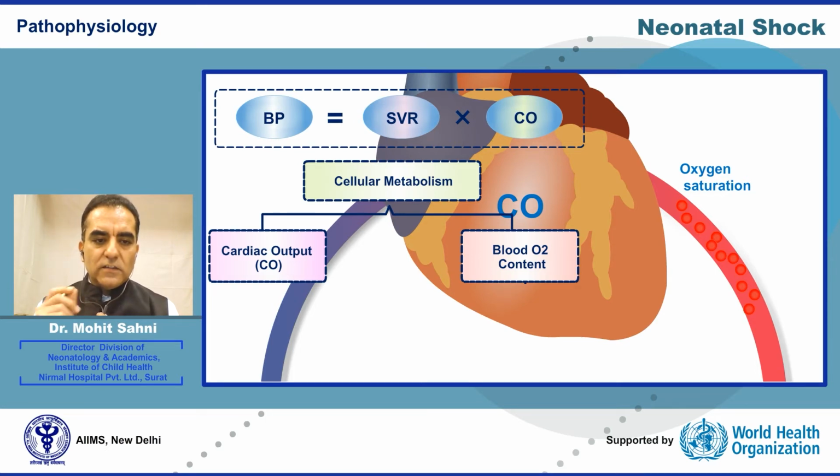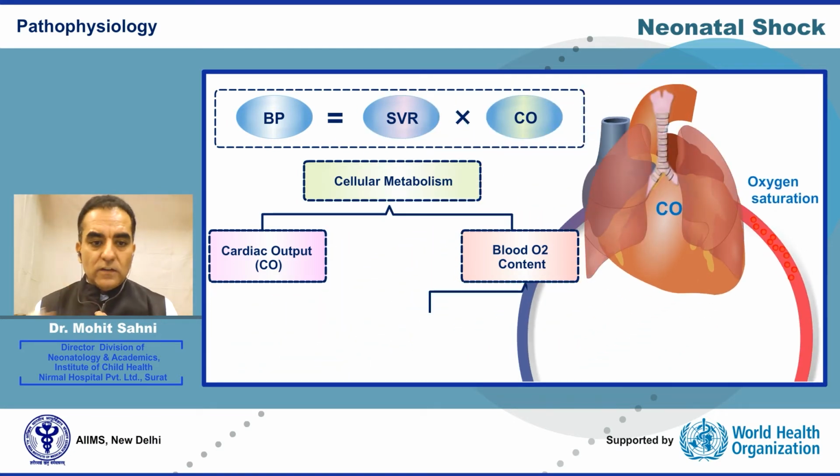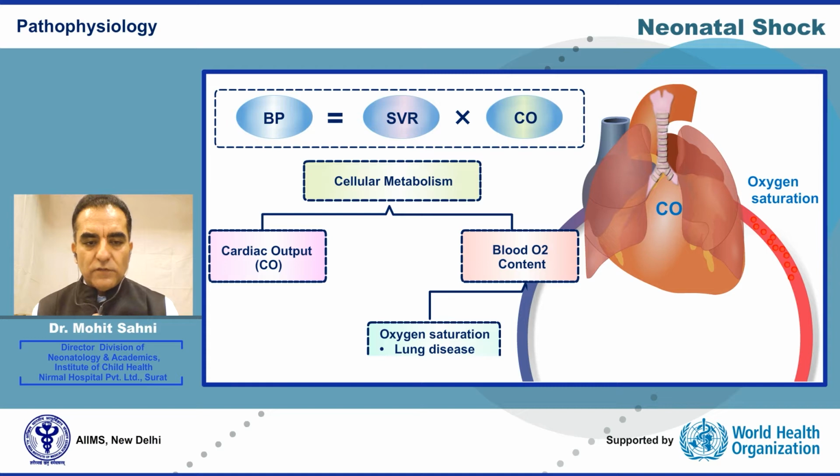One is the oxygen saturation in the blood. For that, it is dependent on the lungs because the gas exchange takes place there. So if you have pulmonary issues, you will have issues with the oxygen saturation of the blood.